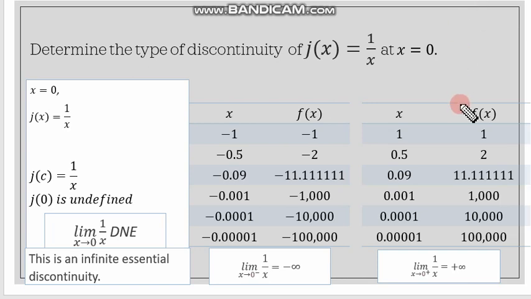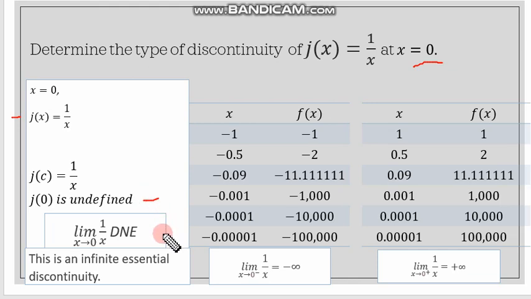Okay, so another one. Determine the type of discontinuity of g of x is equal to 1 over x at x is equal to 0. Now, we cannot solve it algebraically, so we should create a table of values to identify the limit of the function. So x is equal to 0, while g of x is equal to 1 over x. At g of 0, it is undefined, 1 over 0.